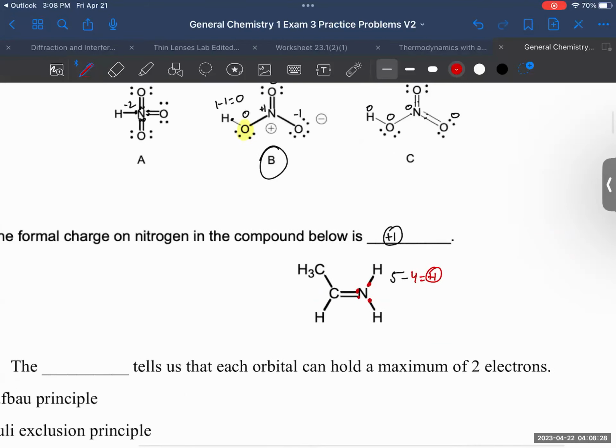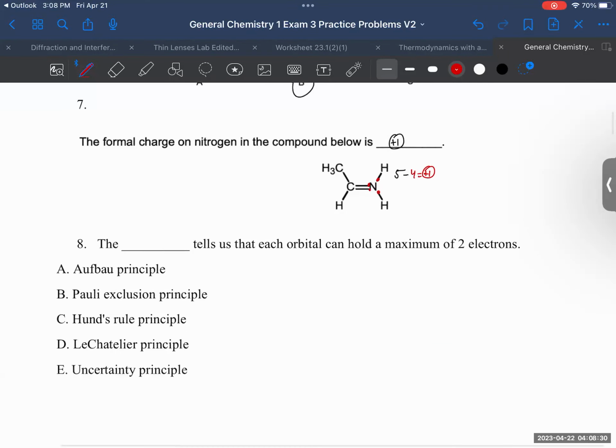All right. So the blank tells us that each orbital can hold a maximum of 2 electrons. What principle? Good question. I forgot all these. This is a blast from the past. So let's go through all. What's the Aufbau principle again? Isn't that where each box has 2?